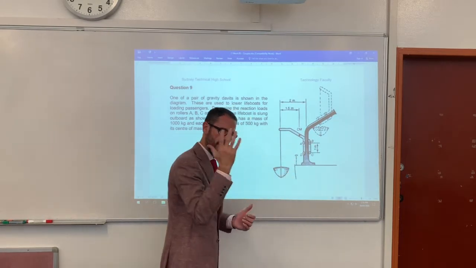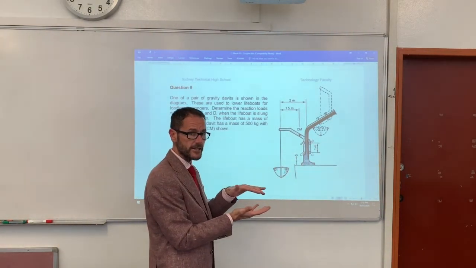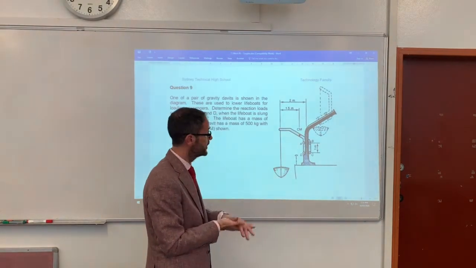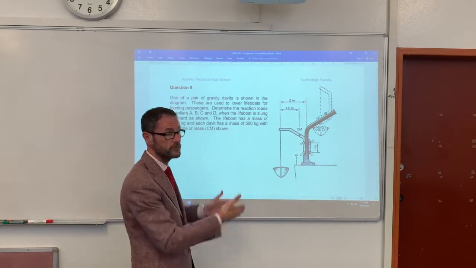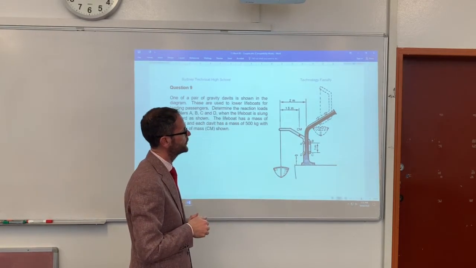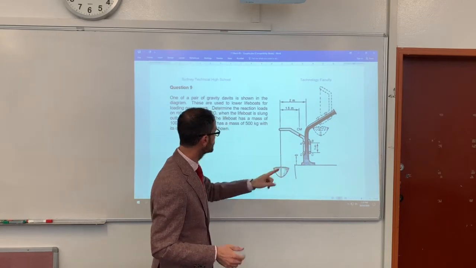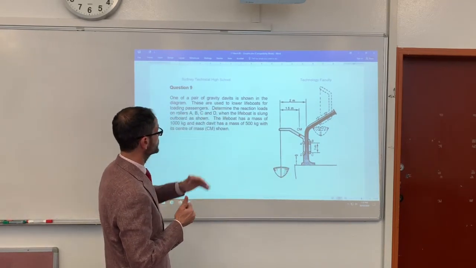So obviously straight away you should be thinking, okay, the reaction at D is going to have a vertical part to it, because there's no other roller there that is impeded from moving down. So that's the only roller that can carry a vertical load. Now we've got the weight of the boat here, so it says one of a pair of gravity davits. It's shown in terms of reaction loads.